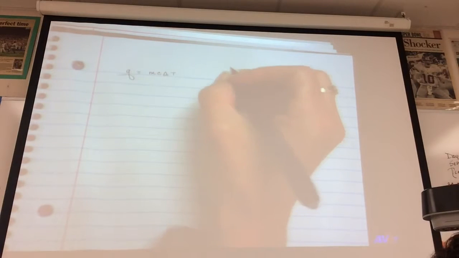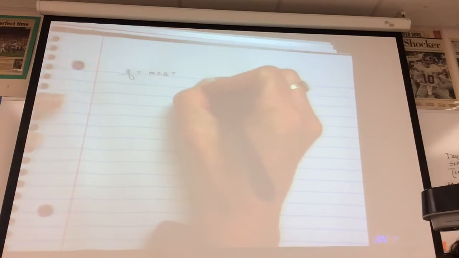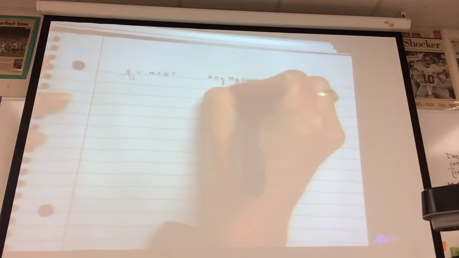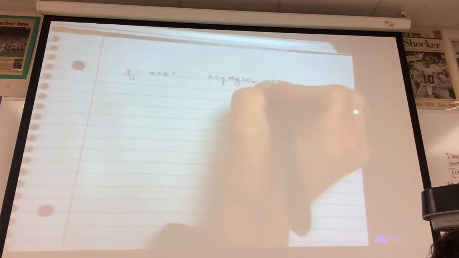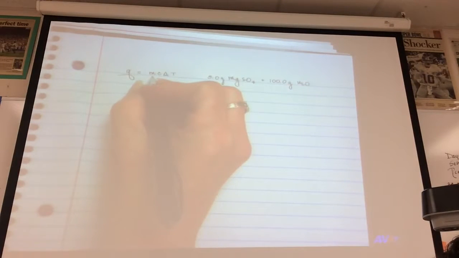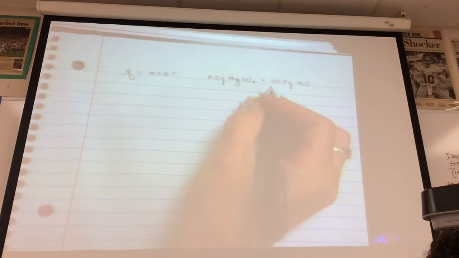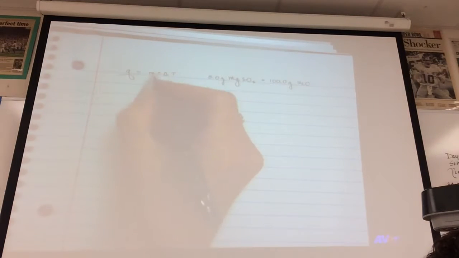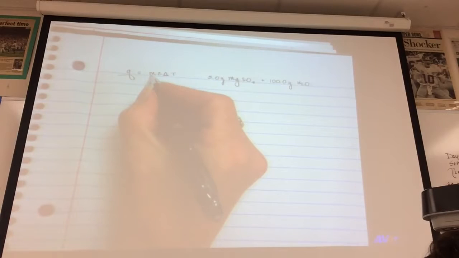However, if you dissolve, for example, 5 grams of magnesium sulfate, and this was from the Thermo lab we did this year with the hand warmer design, and you add it to 100 grams of water, then the mass is the sum of the two. So be careful there. If you dissolve a solute in a solvent, then you're going to be looking for the Q of solution, so you'll add the two together.